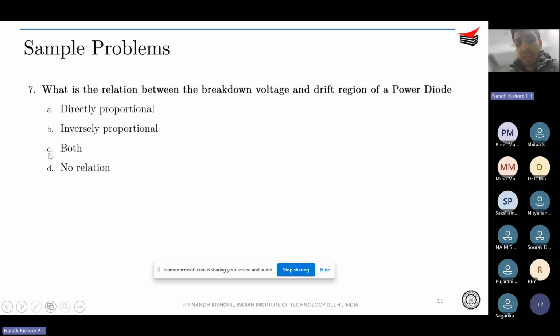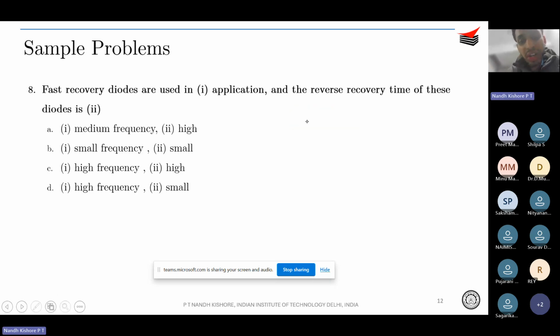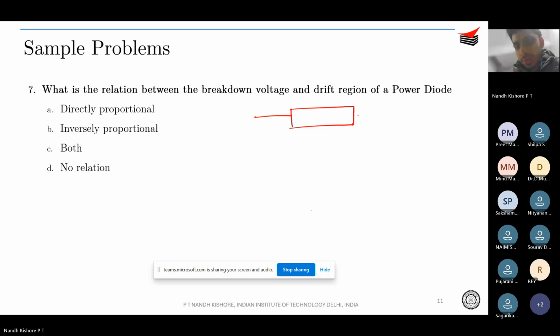What's the relation between the breakdown voltage and drift region of a power diode? So let's take the example of a PN junction diode. You have the P region and then you have the N region. This can be a normal signal level diode, as in it may be rated for 5 volts or 12 volts or something like that.